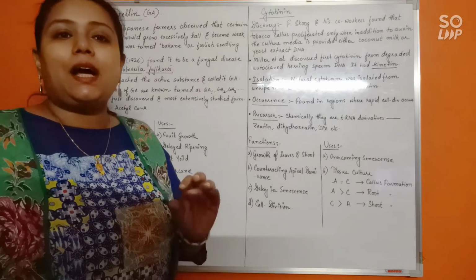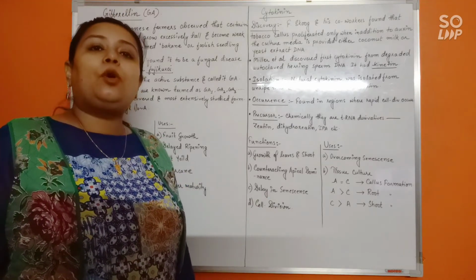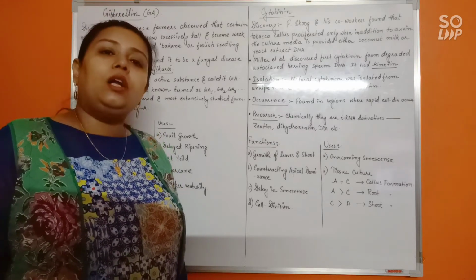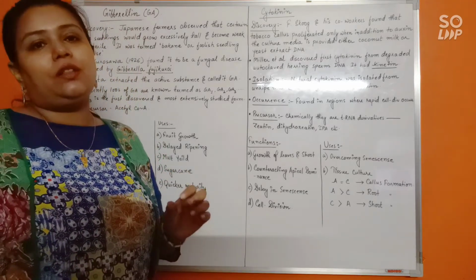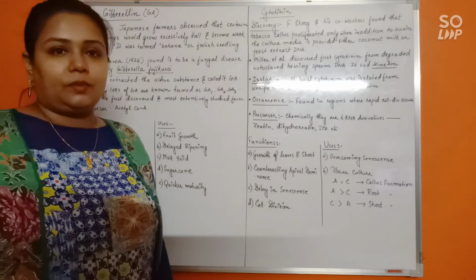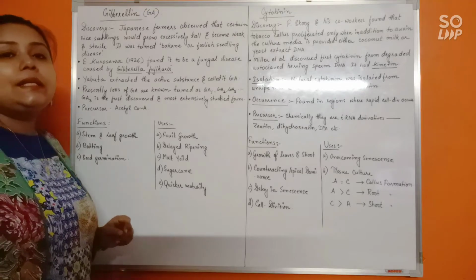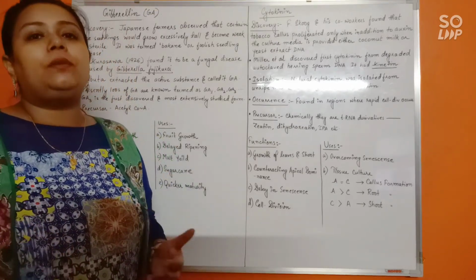So this sudden increase in the length of the stem of such rosette plants is brought about by gibberellic acid, and this phenomenon is called bolting. Okay, so in rosette plants, sudden elongation in the stem length prior to flowering is called bolting. Alright. Now, next is seed germination. Seed germination is promoted by gibberellin.